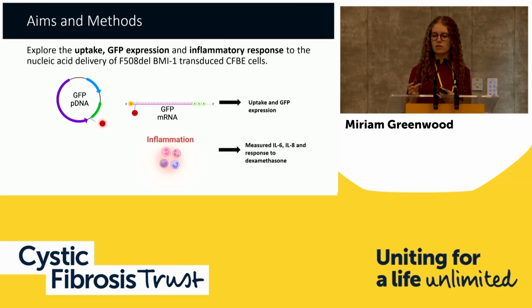So the aims and methods of my study were to explore uptake, GFP expression, and the inflammatory response to nucleic acid delivery of CFPE cells carrying the F508 deletion. They're primary cells that have been semi-immortalized using an anti-senescent gene using lentivirus. And I looked at GFP plasmid DNA and GFP mRNA, tagged with Cy5, so I could see by Cy5 by flow cytometry to look at the uptake, and then to look at GFP expression as a measure of transfection efficiency.